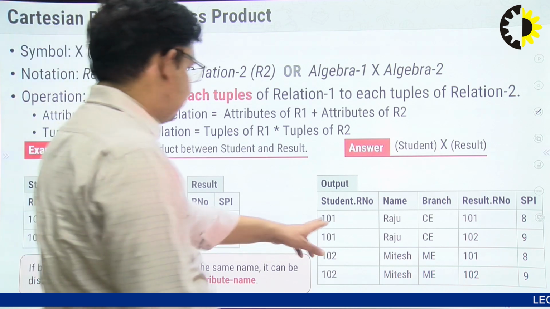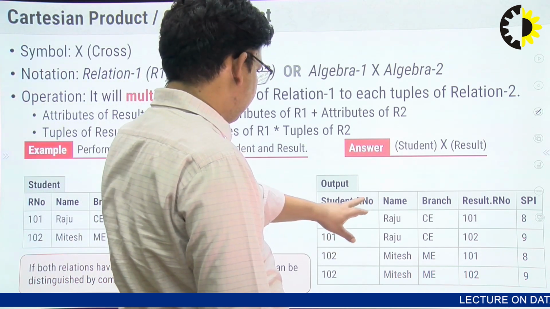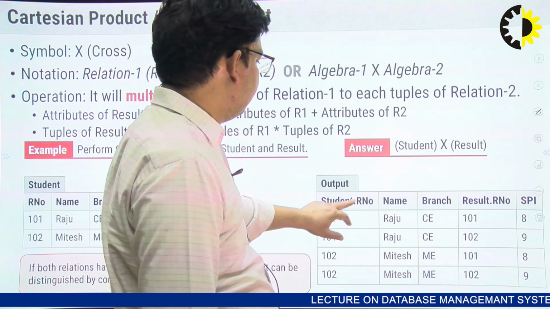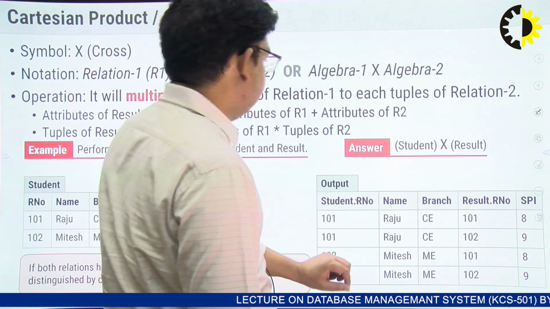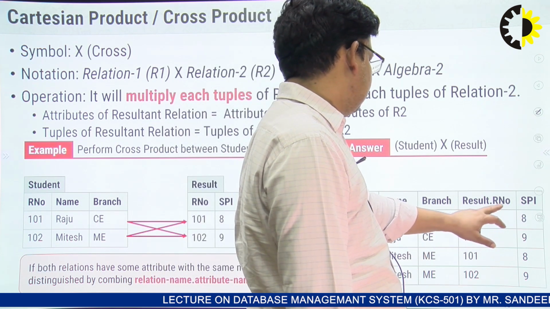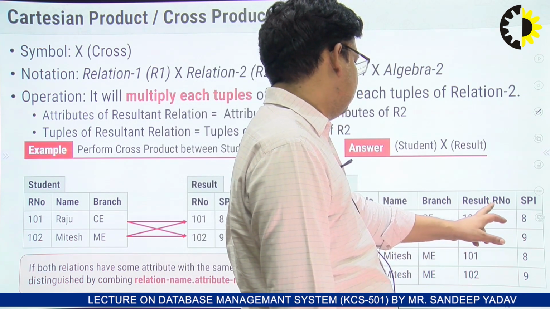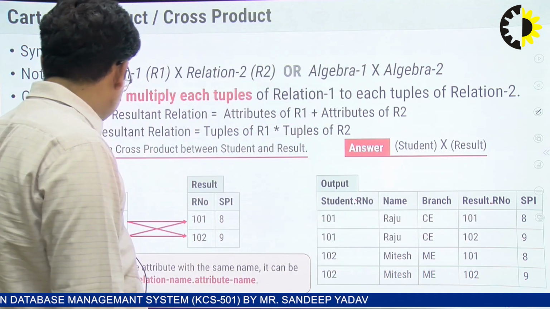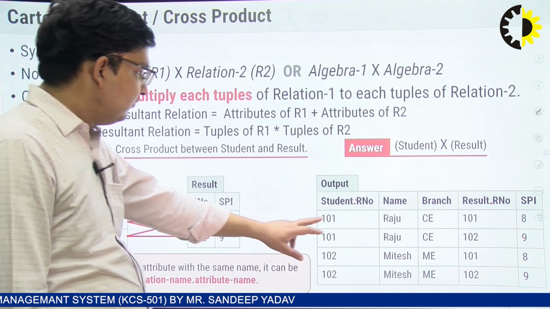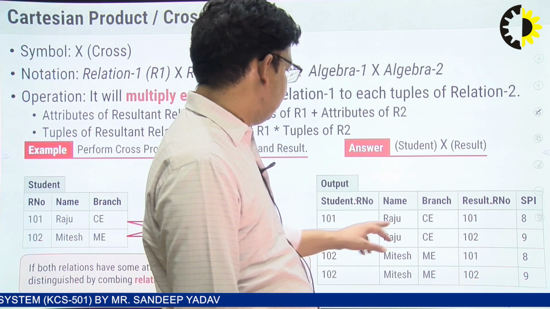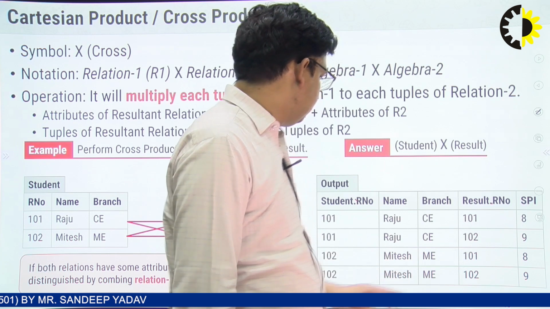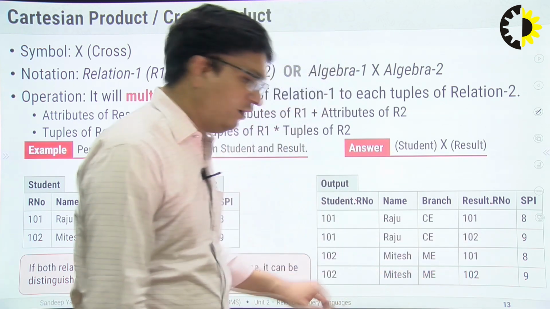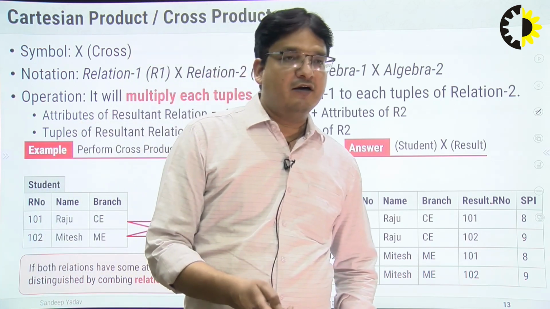Now here we are specifying before roll number which table this roll number comes from: the student table. So student is prefixed before this roll number, and this roll number is coming from result, so that is prefixed before this one. Now 2 into 2 is 4. This is how we will get the answer. 101 Raju CE 101 8, then 101 Raju CE 102 9, and so on. In this way the Cartesian product will work.